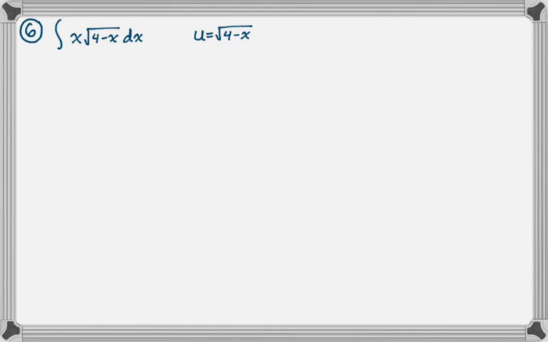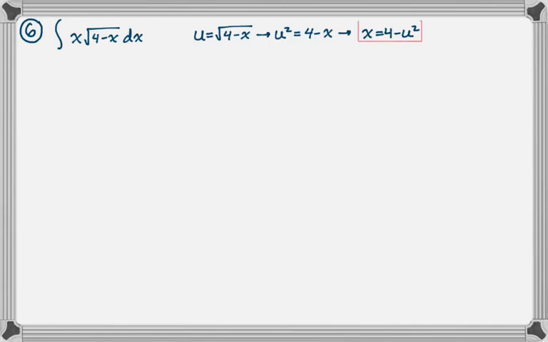Square both sides. I don't want to mess around with finding dx yet because x is nested in a radical and there's some chain rule stuff you'd have to do. So I'm going to say that u squared is 4 minus x. And I'm actually going to go one more step. I'm going to add x to both sides and subtract u squared to get that x is 4 minus u squared.